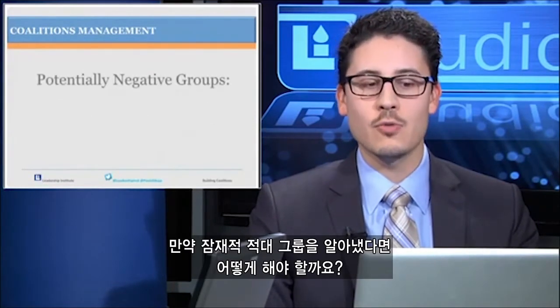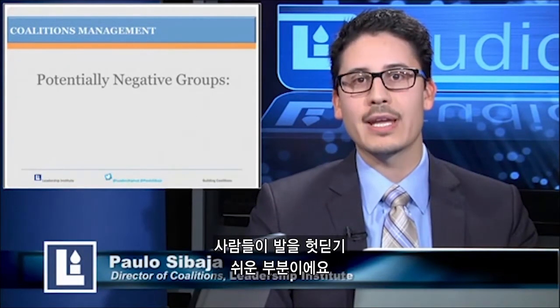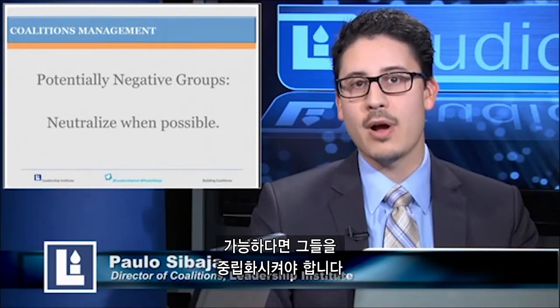Next, what do you do once you've identified potentially negative groups? This is where most people can get a little tripped up. So what do you do? You neutralize them when possible. We're going to go ahead and take it to the next slide.